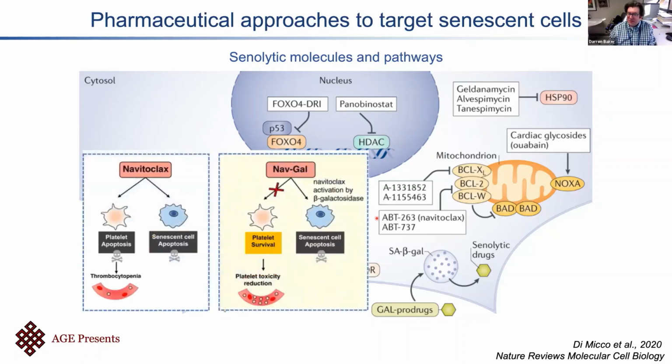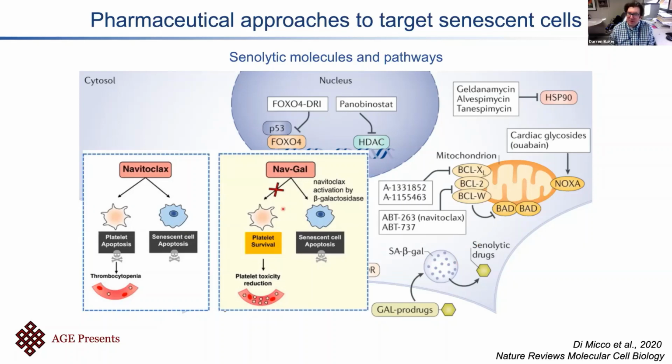Something that is an interesting technique and technology relates to galactosidase prodrugs, where the idea is that you would do a linkage between the drug and something like a nanoparticle that would be galactosidase containing. In a cell that is senescent, the lysosomal activity would then lead to the activity of that particular senolytic agent, getting it delivered to the right cell to kill that particular senescent cell.